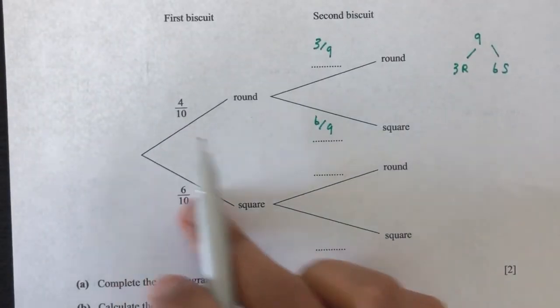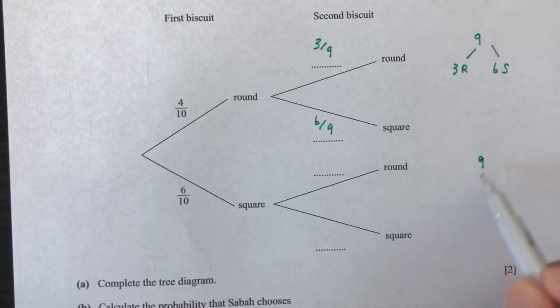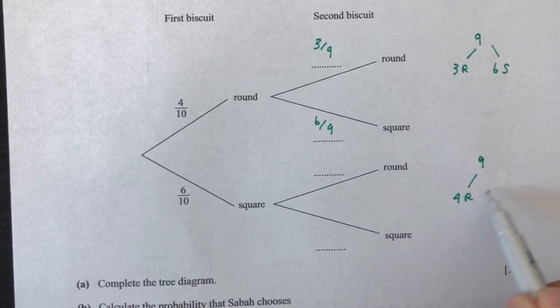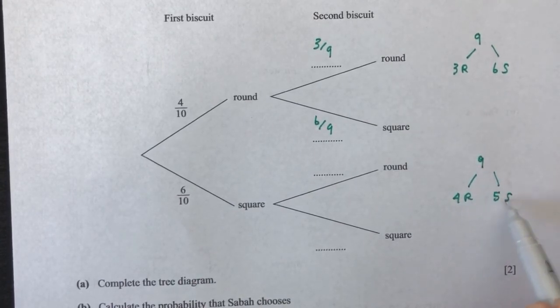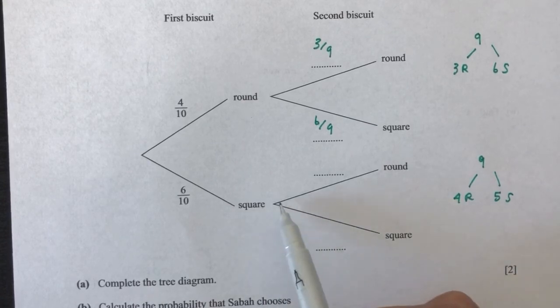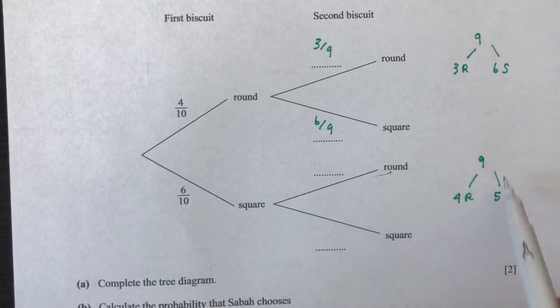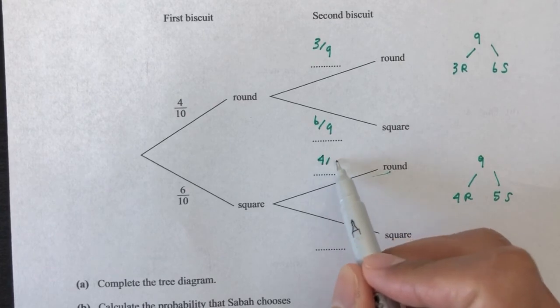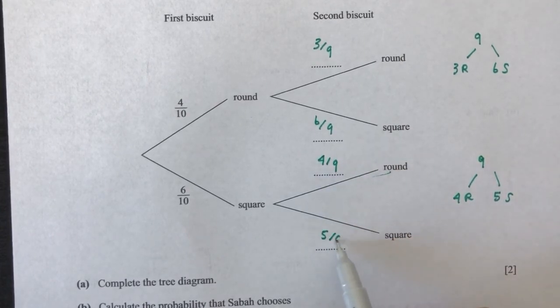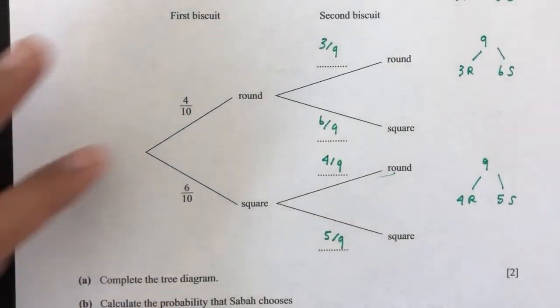Now if we go on this branch, we will have 9 remaining, 4 round, and 5 squares. So what is the chance if you choose a round in this one? It will be 4/9, and this one will be 5/9. This is your tree diagram.